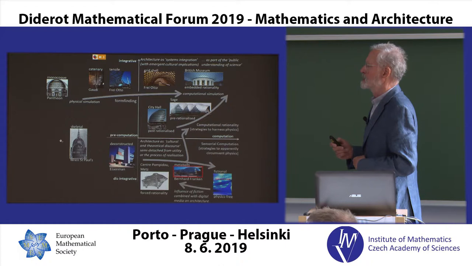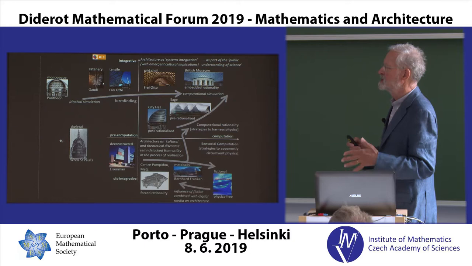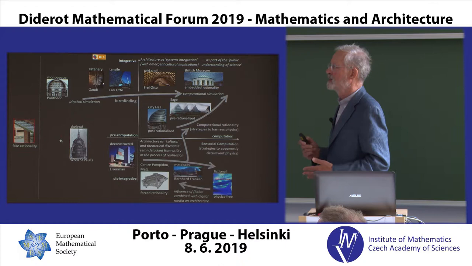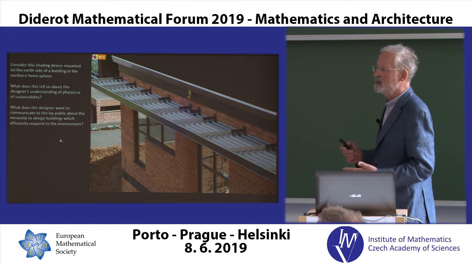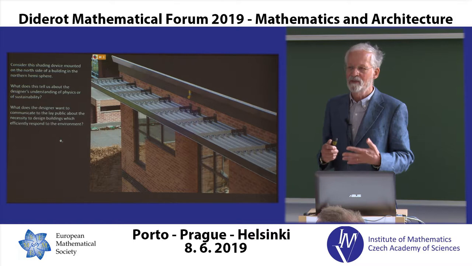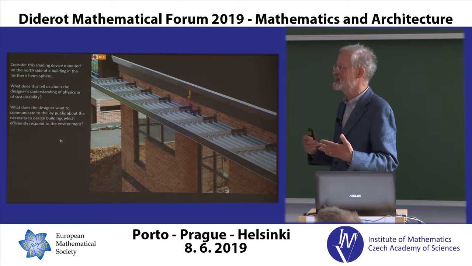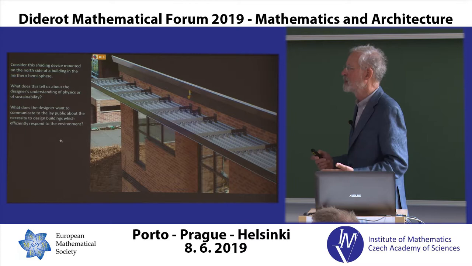Okay, so there's one other type which didn't really fit into this diagram, which I added in later, which is what I'm calling fake rationality. In this example, a shading device has been put on the north facade of a building in the northern hemisphere. What does this tell us about the designer's or the architect's understanding of physics and sustainability? And what did he want to communicate to a wider public about the need for a building to respond to the environment?